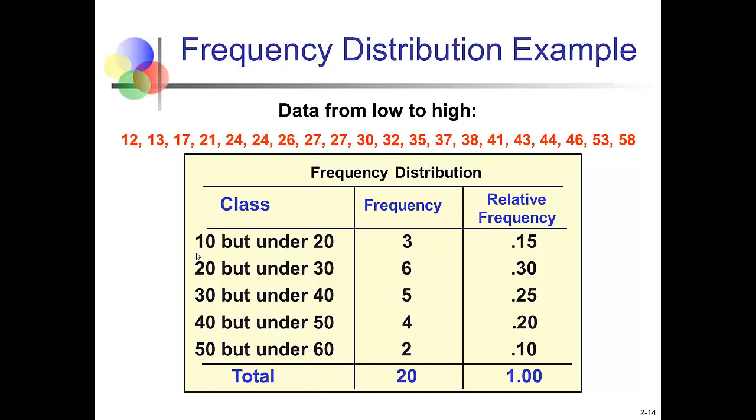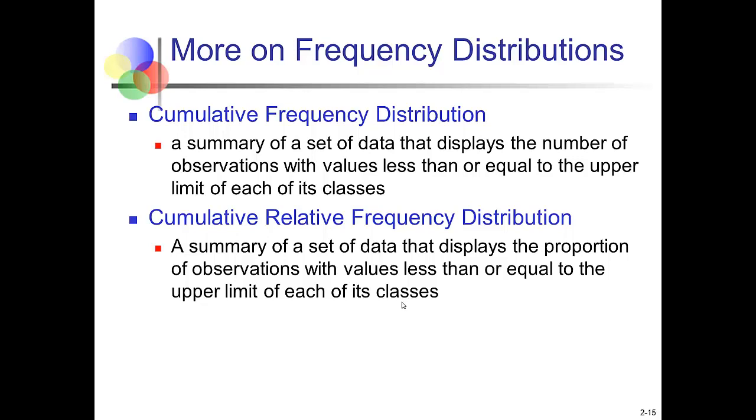Our class is 10 to under 20. We found 3 in that category. 20 to under 30, we found 6 in that category. You can also calculate the relative frequencies in this table. There are 2 other things we might do with frequency distributions. We might calculate the cumulative frequency distribution. When you hear the word cumulative, you should think add up as we go along.